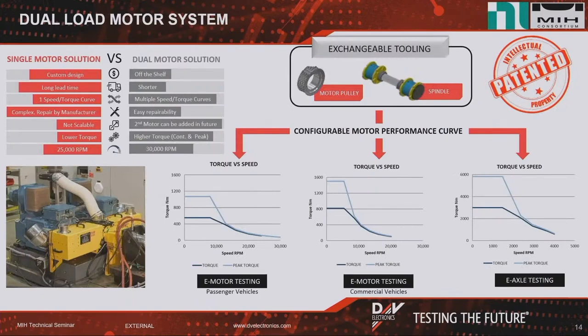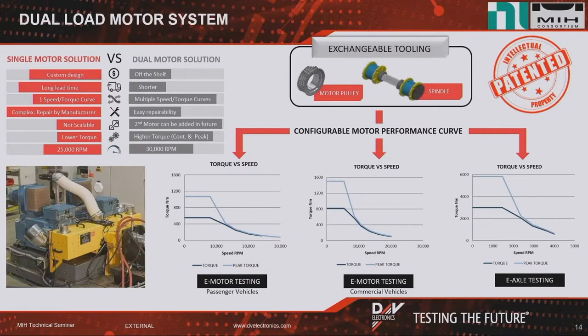Beyond that, we talked about this dual load motor system. One of the unique features that DNV developed is instead of developing a 20,000 RPM dyno motor, we are able to use two relatively standard off-the-shelf motors with a unique patented pulley and spindle system that allows the test motor to be operated up to 20,000 RPM.